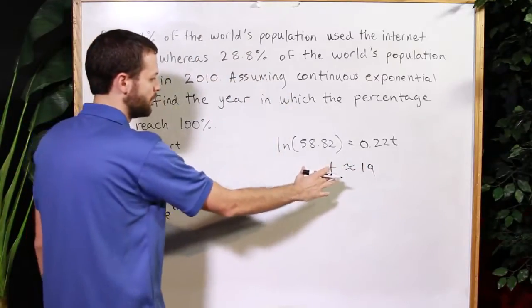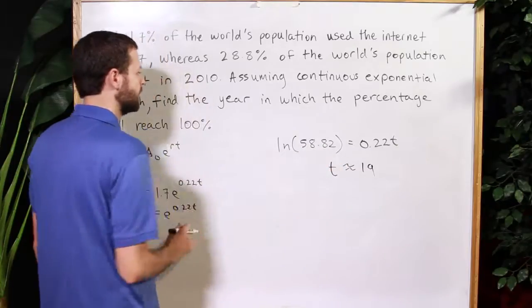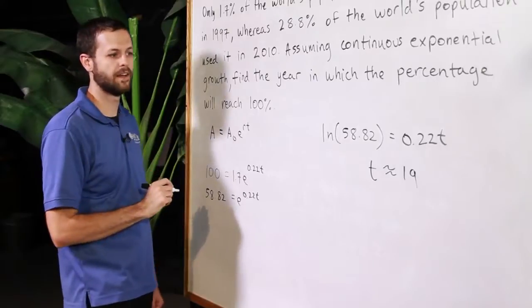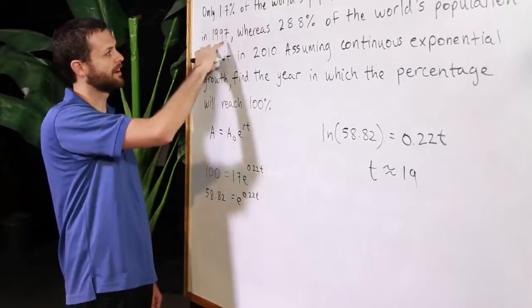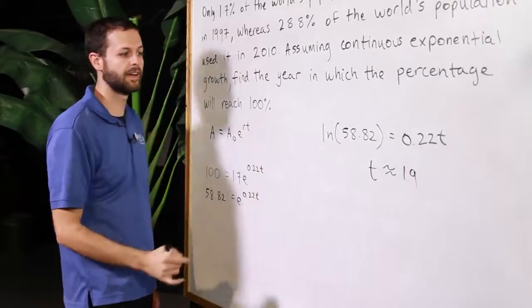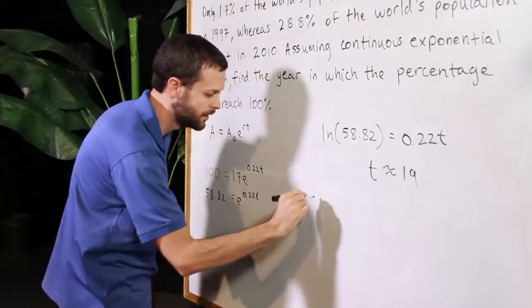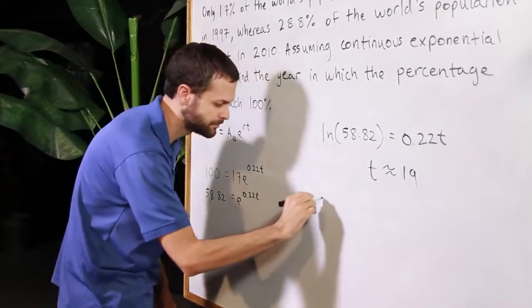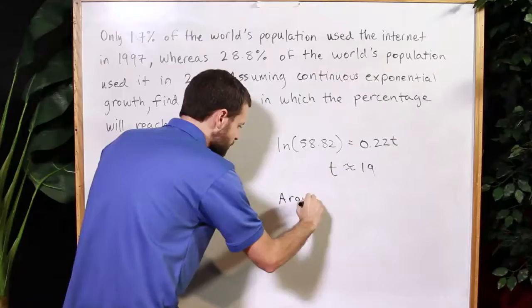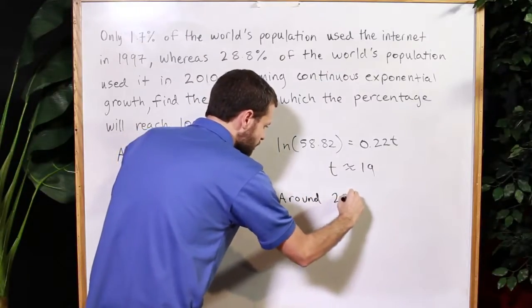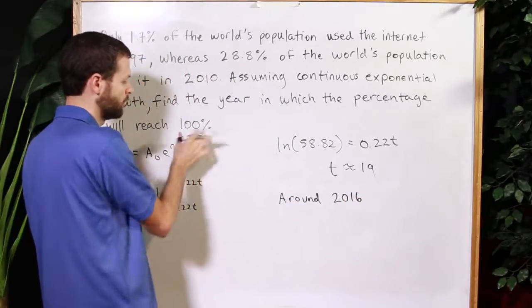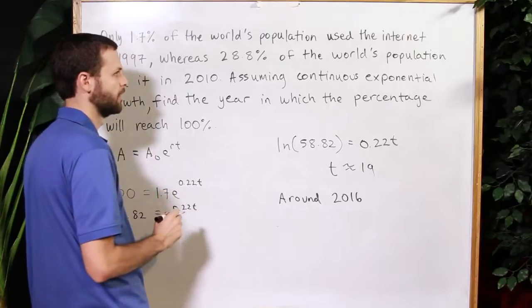What we want to do is remember that it's not in the year 19 that the population reaches 100% because my initial year was 1997. Therefore, I'm going to add 19 to 1997 and I get 2016. So in the year 2016, the population will be 100%. So around the year 2016, all of the world's population, according to this model, will be on the internet.